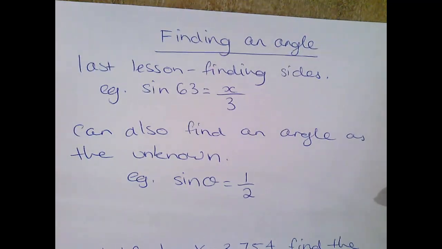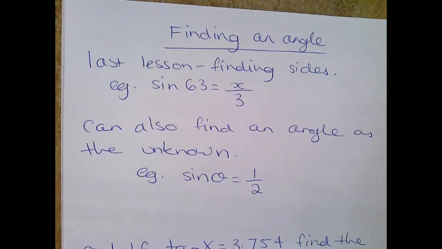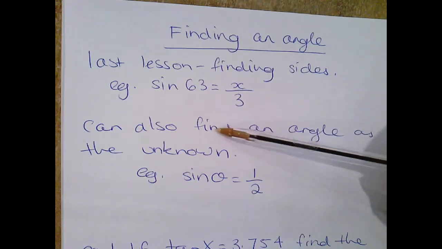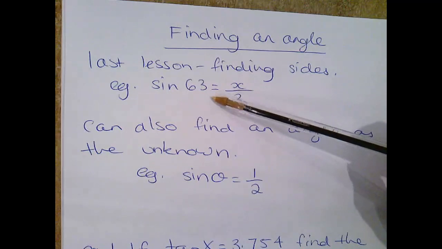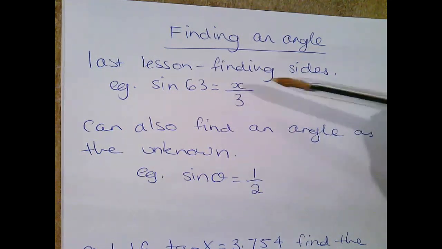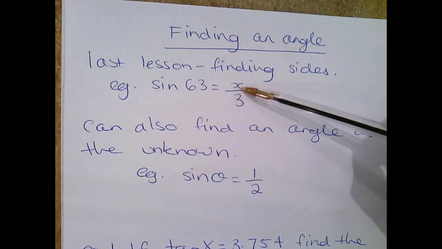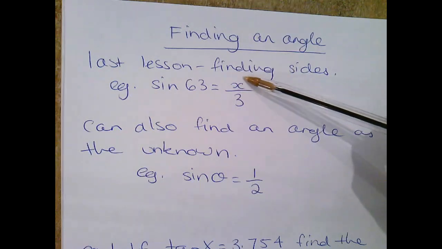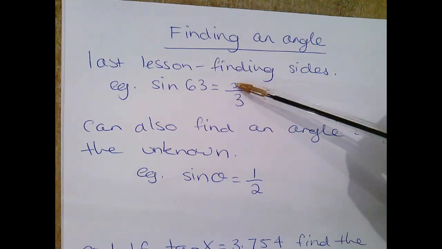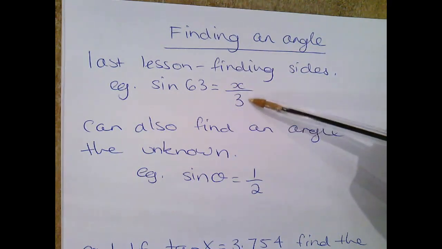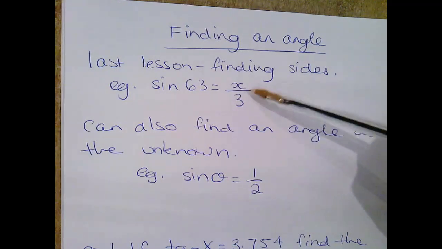Okay, so today we're going to look at finding an angle. Last lesson we did finding a side, so if we had sine 63, for example, equals x over 3, you can see that the unknown is in this fraction here. So when it's an easier one, it was on top, and then last lesson we looked at, well, what happens when it's on the bottom.